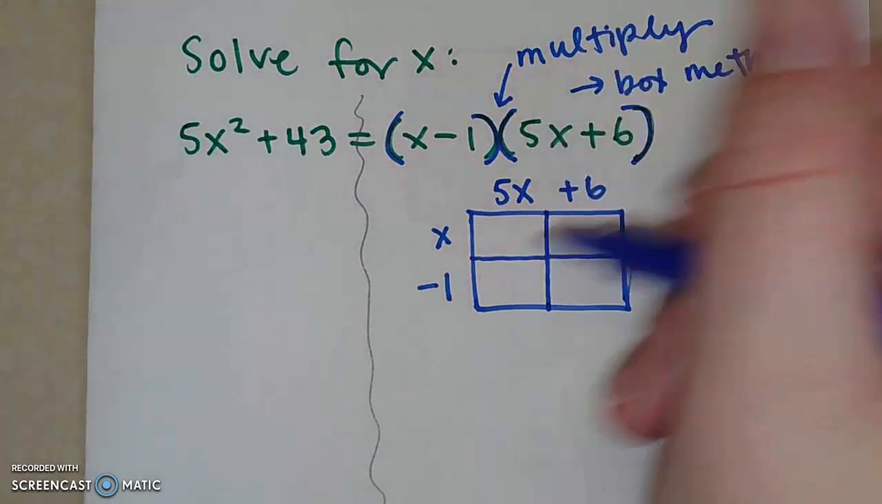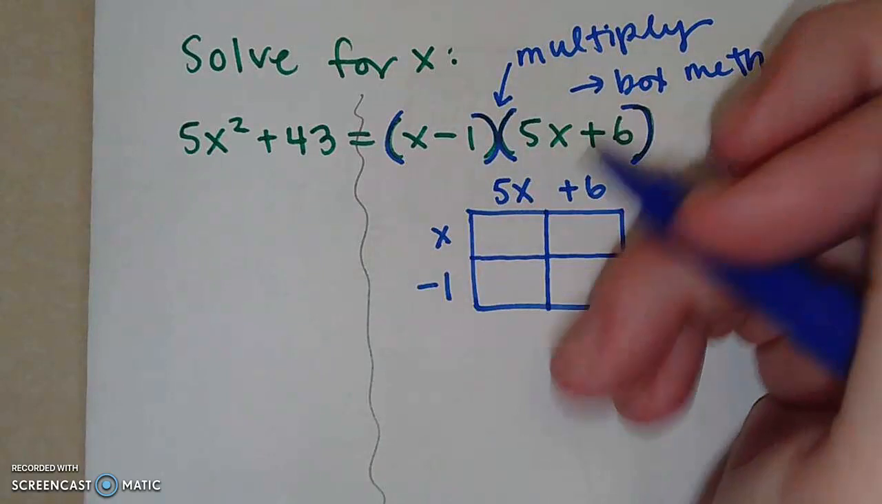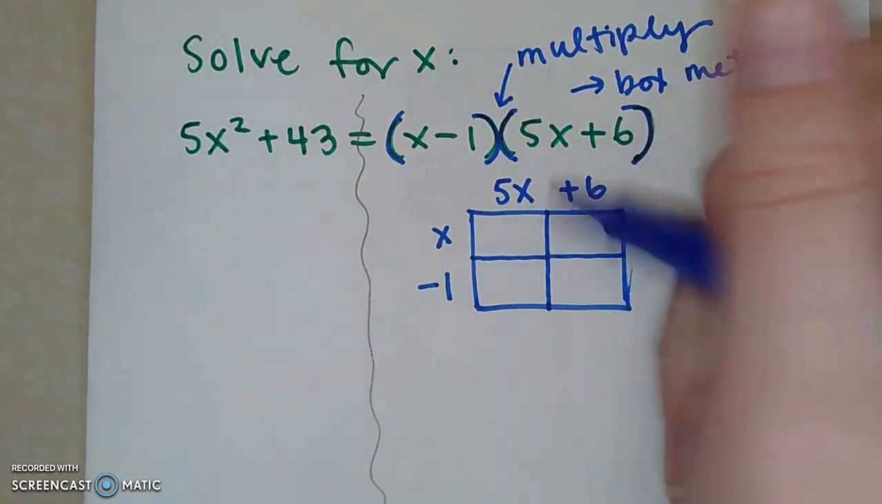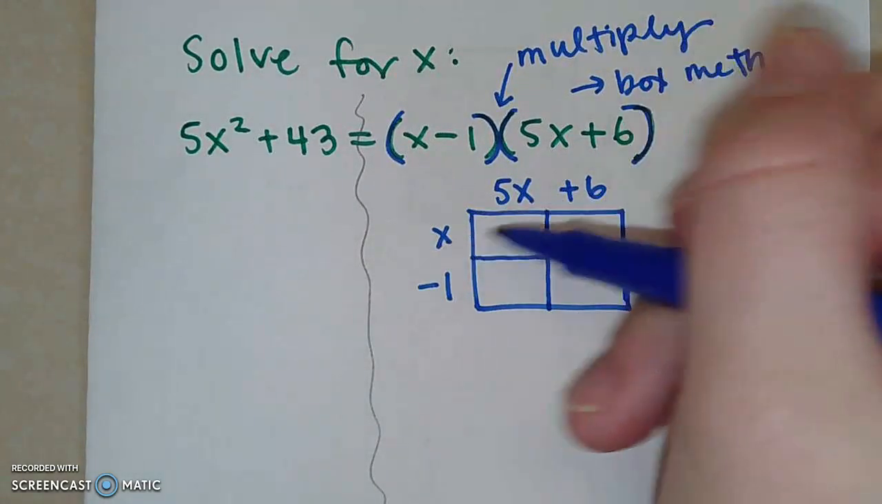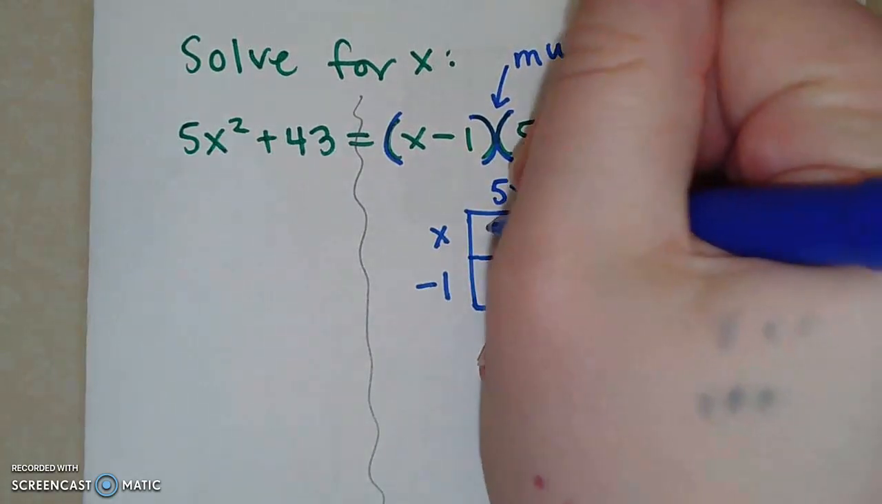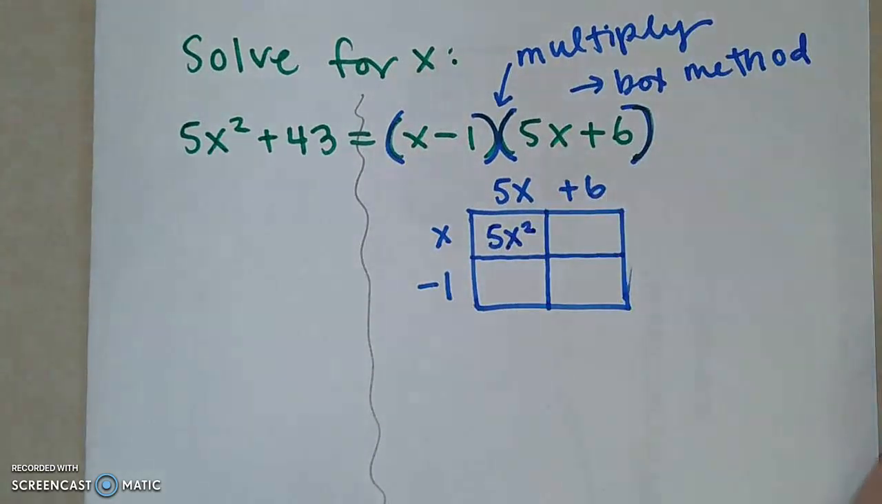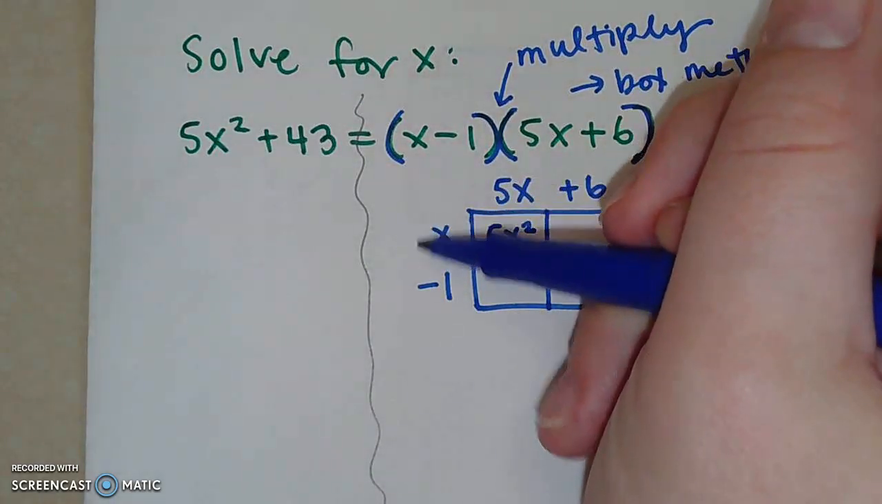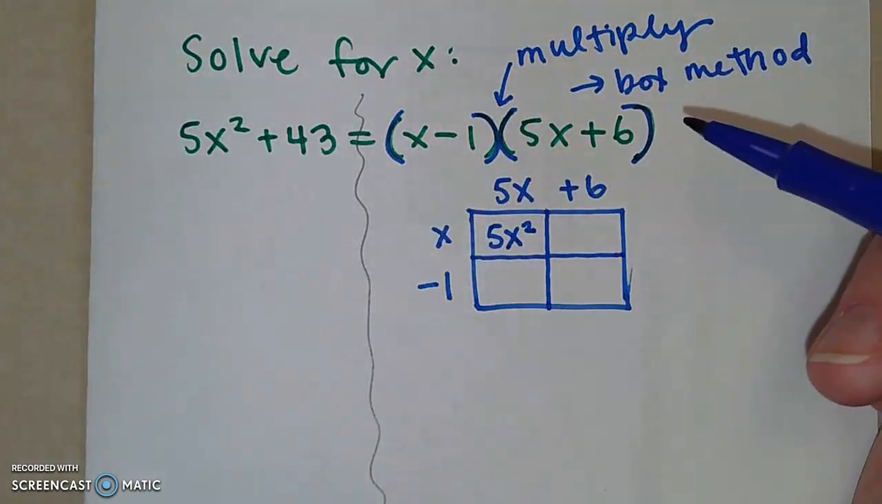And now I'm going to treat this like a multiplication table. So for this first box, I see x matches with the length, 5x is the width. So when I multiply them together, I have 5x squared, because remember, x times x is an x squared. There's really a 1 in front of the x, so 5 times 1 is just a 5.